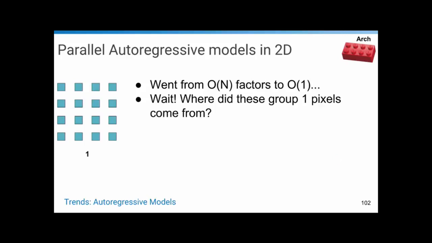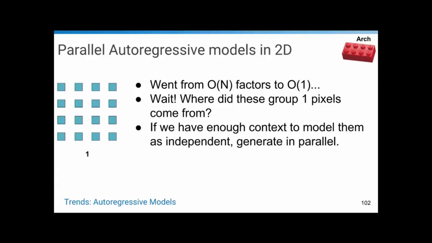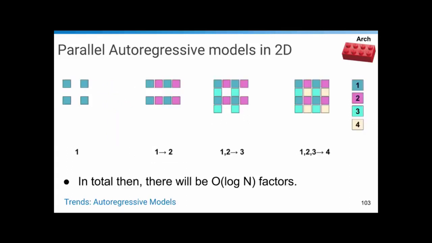But where do these group 1 pixels come from? If you predict all of those in parallel, it's going to be very difficult to actually produce compelling images. If you have enough context to model them as independent, then just generate them in parallel and it's fine. Maybe if you have something like a really detailed segmentation or previous frames in a video, it's feasible to predict these in parallel. Otherwise, you can apply the same procedure recursively. Now we have to generate an image of half the resolution, and we can do the exact same thing, factorizing it into these 4 groups. If you do this procedure recursively, you'll end up with log n factors, which is much better than O(n) in terms of sampling.